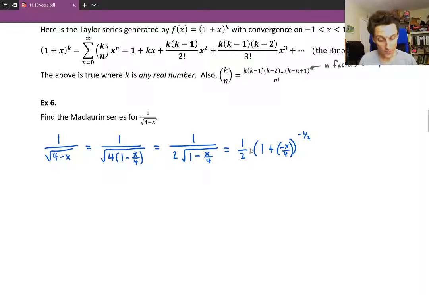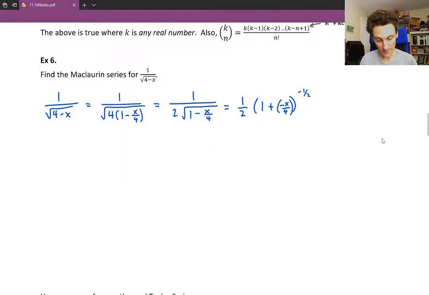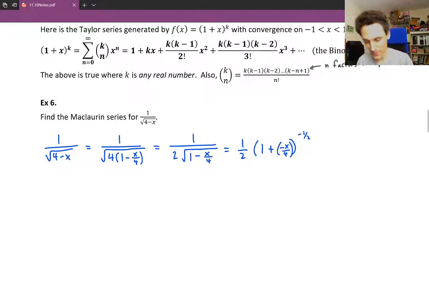And now we've got something, we've got this half in front, but that's okay, that's just a constant coefficient. This part, the 1 plus negative x over 4 to the negative 1/2 power, that's matching perfectly our 1 plus x to the k. It's just that instead of an x, we have a negative x over 4. That's okay. Instead of a k, we have a negative 1/2. Well, that's what k is for. It's for being a number like that. So this is great. It matches perfectly with our function. So now we can use the binomial theorem to expand it. Let me leave the binomial theorem up there so you can see it.